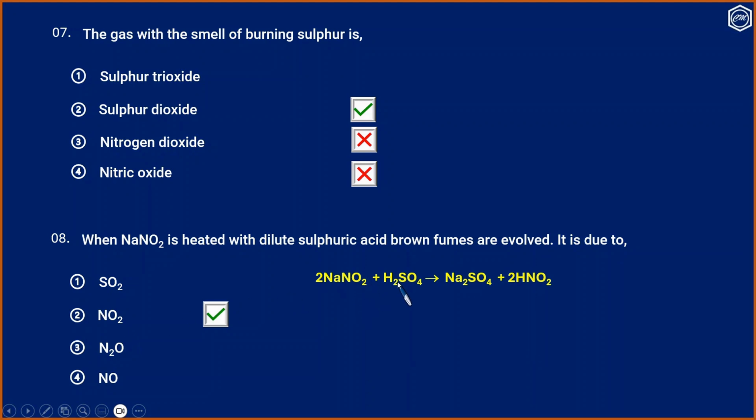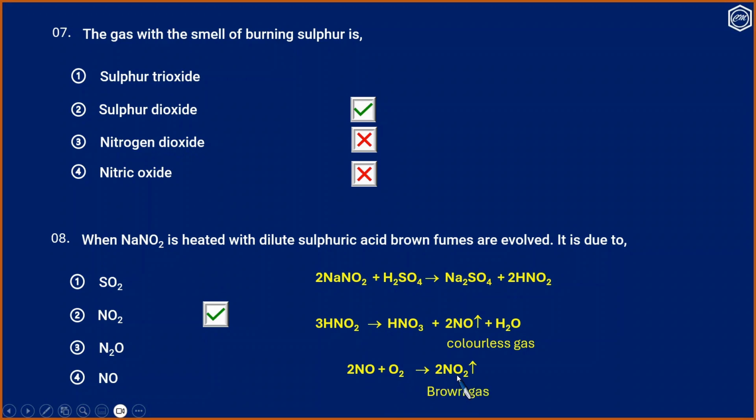Sodium nitrite, when heated with sulfuric acid, generates nitrous acid. And nitrous acid decomposes giving nitric oxide. And the nitric oxide is colorless. Nitric oxide further undergoes oxidation to give nitrogen dioxide, which is a brown gas.